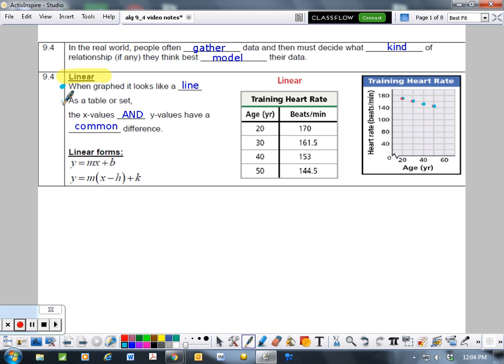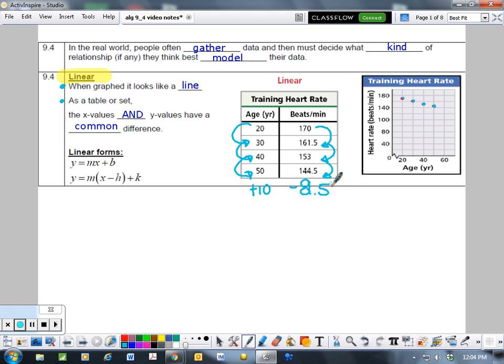Now, if we look at it as a table, we start seeing that as I go through these numbers, I see a constant difference. I'm adding 10 each time. Then I look for somewhat of a constant difference in the other column. It looks like I'm dropping down by about 9 or so, or 8.5, and it seems similar. It's not always going to be exact when you're working with real life data, but if you see a lot of those similarities, then you could say that it's linear.